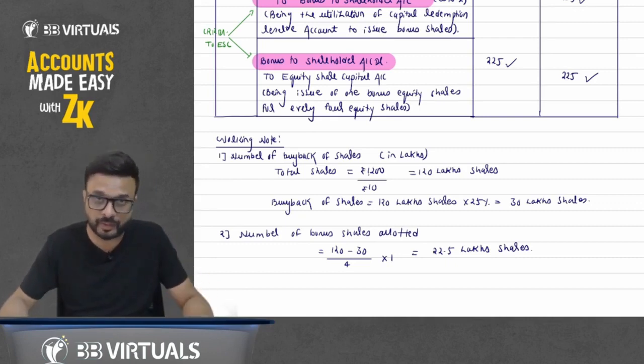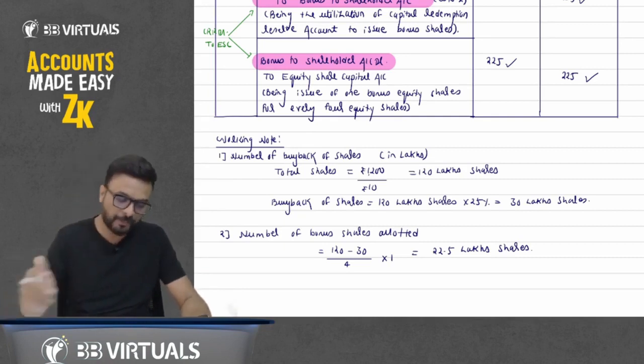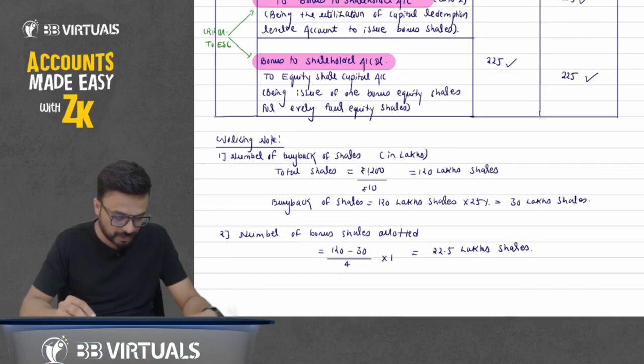When it is out of profit, to which account do we transfer? We have transferred to the CRR account. Okay, now we will come to question number two.